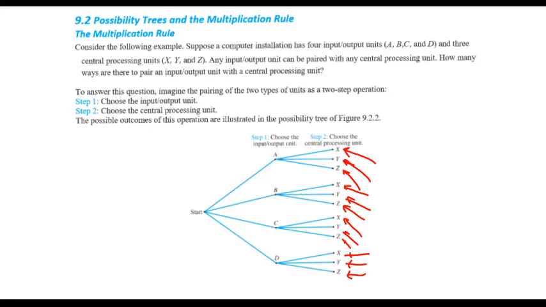So if you count all of these possible ways, you will find out that we have 12 different outcomes for doing the first and second steps combined. So we have 12 different pairs of input-output unit with a central processing unit, right? So this example illustrates the concept of the multiplication rule that we define in the next slide.